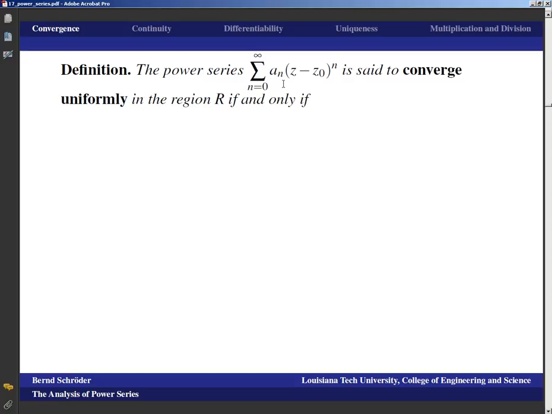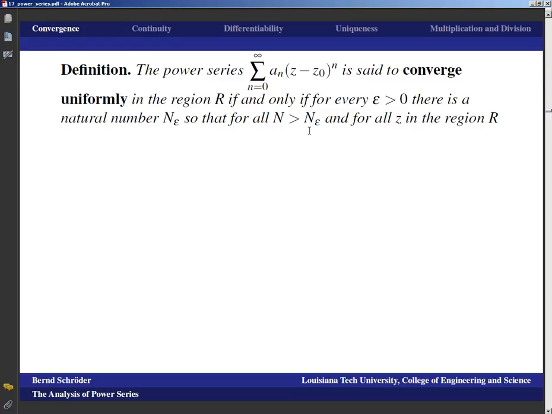The power series sum a_n (z minus z0)^n is said to converge uniformly in the region R. Well, that's unfortunate here, but R is a good name for a region, but it's also the radius. It converges uniformly if and only if for every epsilon greater than 0 there is a natural number n sub epsilon, so that for all capital N greater than n sub epsilon, and for all z in the region R, this remainder term is smaller than epsilon.